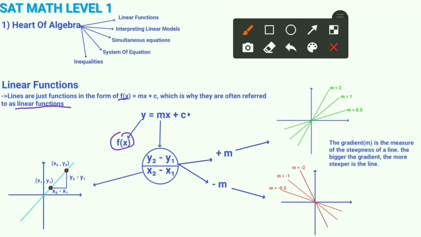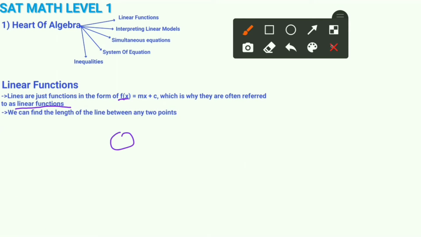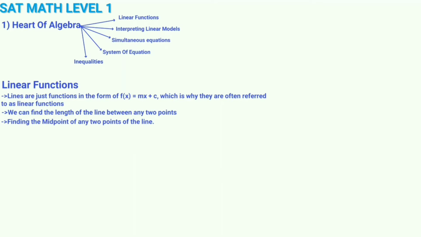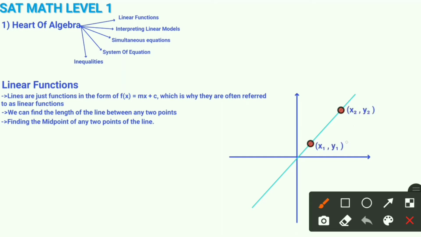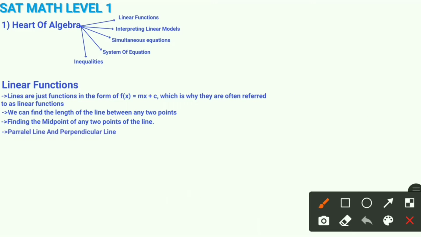This is how you find the gradient. c is the y-intercept. We can find the length of a line between any 2 points by using the Pythagoras theorem. Okay, so this is the Pythagoras theorem. We can find the midpoint of any 2 points of the line. This is the midpoint, and how to find this? (x1 + x2) upon 2. We get the midpoint of x, and the same thing for y.